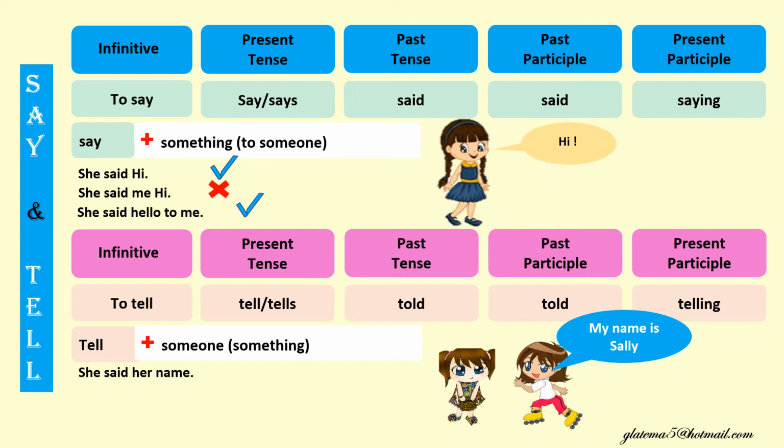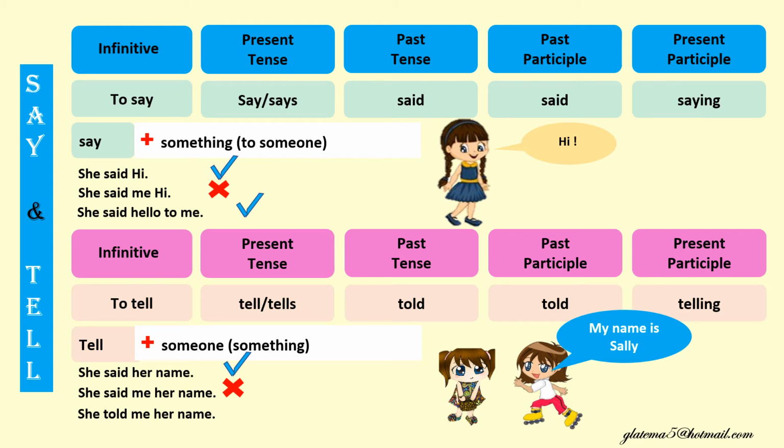For example, she said her name. That is correct because she said something. She said me her name. With say, after say, we have to use something, so that is incorrect.